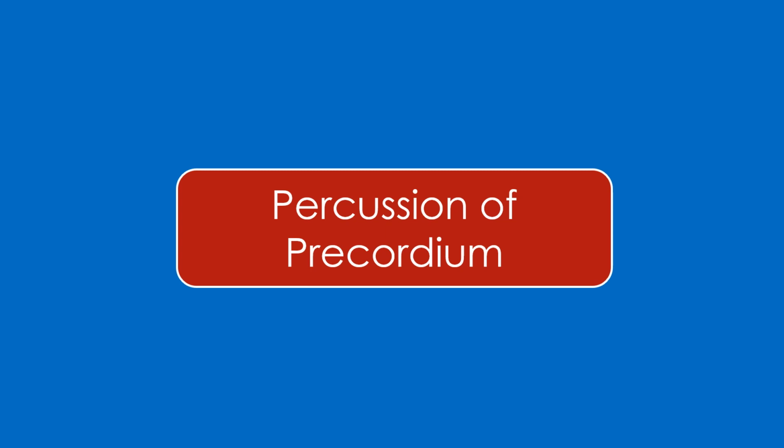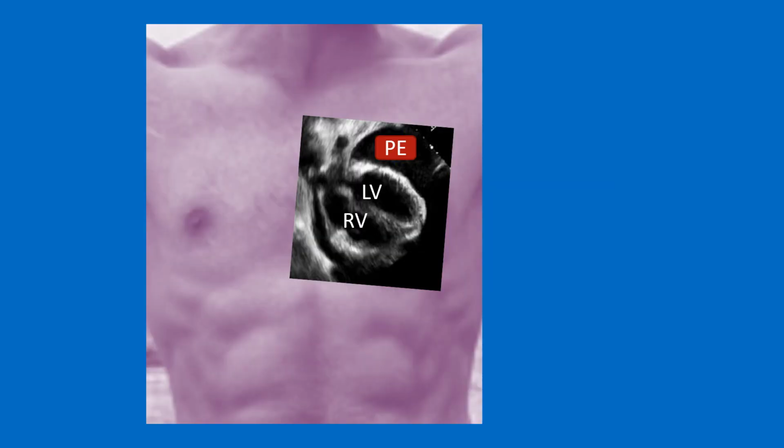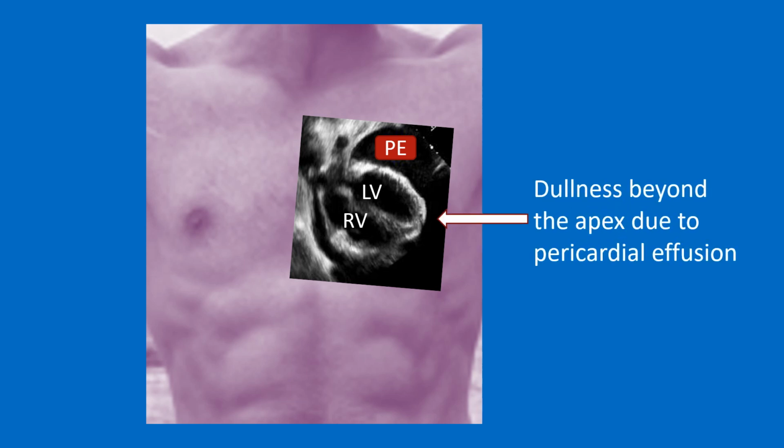Now we will move on to percussion of the precordium. Percussion is used only in limited scenarios currently. Three important aspects of percussion are: 1. Left border corresponds to the apex beat. If there is dullness beyond the apex beat, it indicates pericardial effusion. But it may be difficult to palpate the apex beat in severe pericardial effusion.